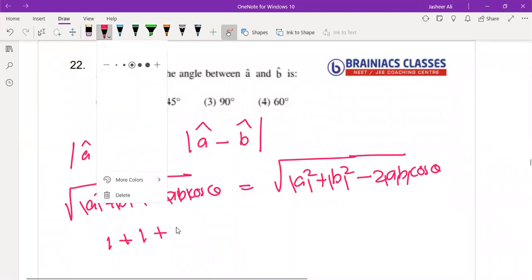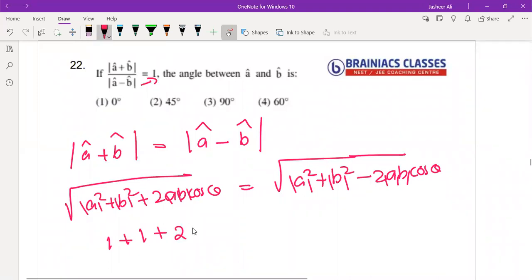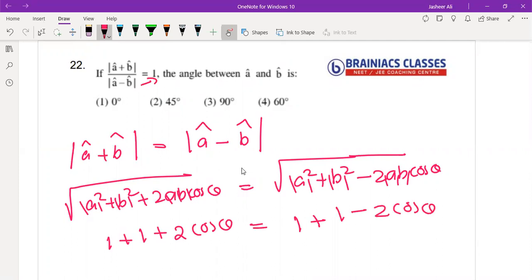So what will come for us? 2 cos theta will come, equal to, on the right side, 1 plus b square 1 minus 2 cos theta. Squaring both sides, the roots cancel. So what is coming on this side? Here 1 and 1 cancel. Here 1 and 1 cancel. So 2 cos theta, minus 2 cos theta.